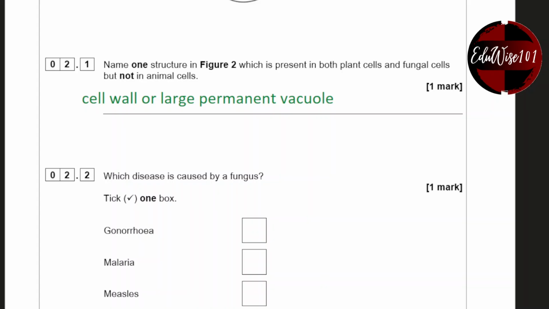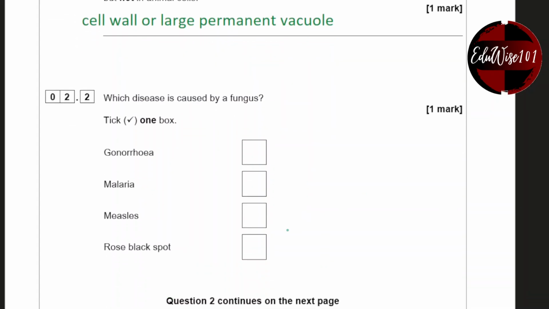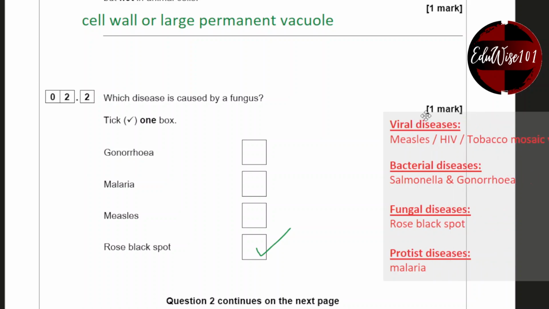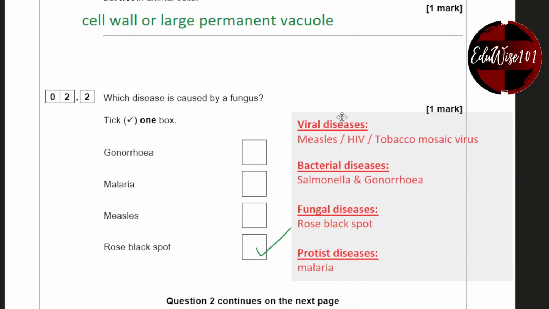Which type of disease is caused by a fungus? That would be the rose black spot. Now remember, you need to know some of the diseases that are caused by fungus, bacteria, protists and viruses, and there's only a couple of them that you need to remember. So here's a little bit of notes for you to make.